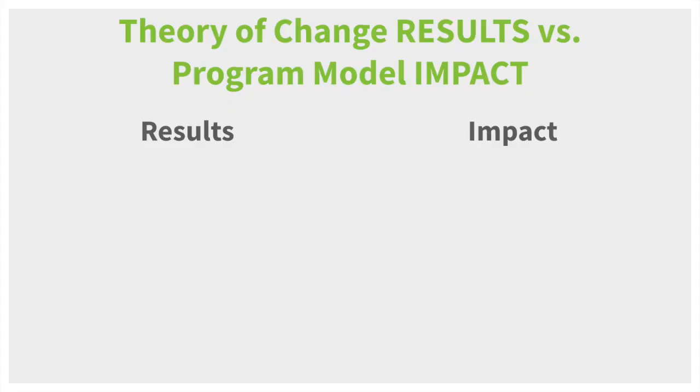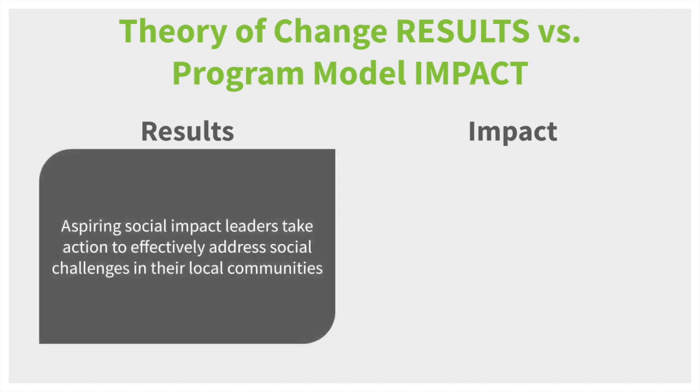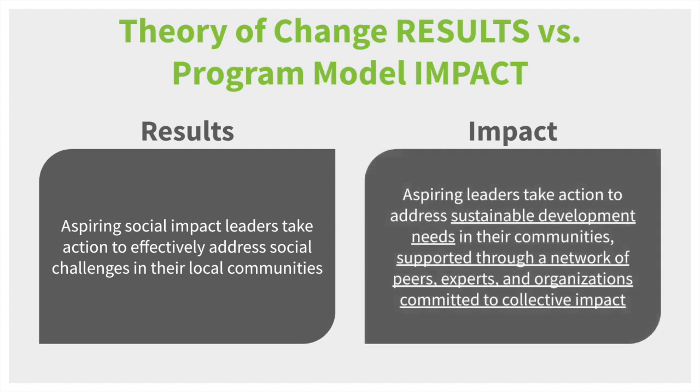One frequent point of confusion about an impact statement is, how is it different from your theory of change results? Let's take a look at the accelerator's results and impact statements. Aspiring social impact leaders take action to effectively address social challenges in their local communities. And aspiring leaders take action to address sustainable development needs in their local communities, supported through a network of peers, experts, and organizations committed to collective impact. The results statement is still big picture and conceptual. The impact statement gets more specific about the kind of social challenges being addressed and how leaders are being supported.